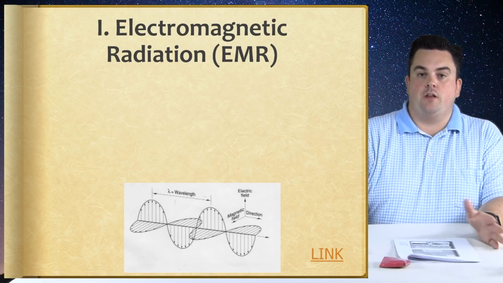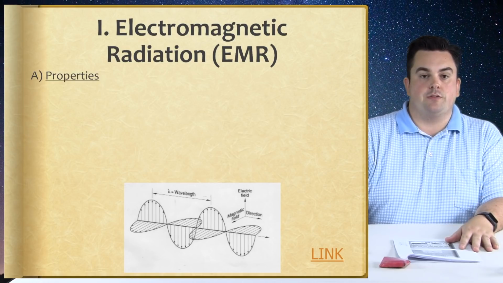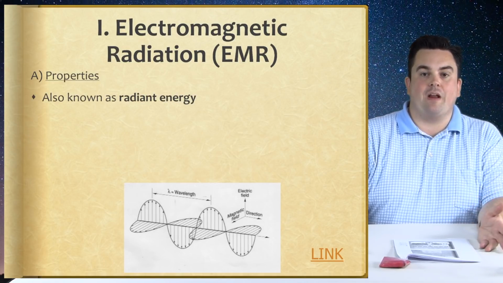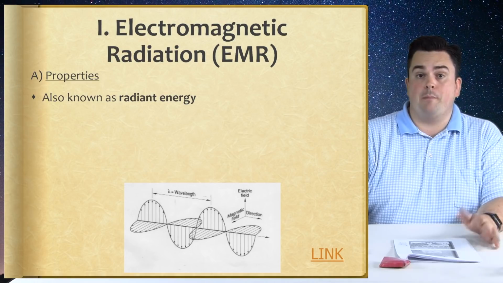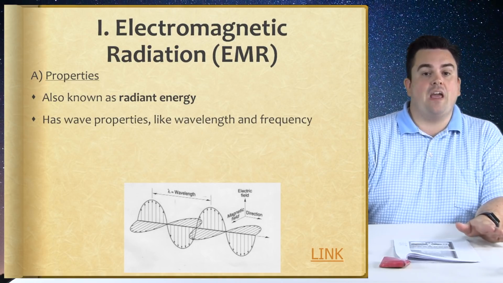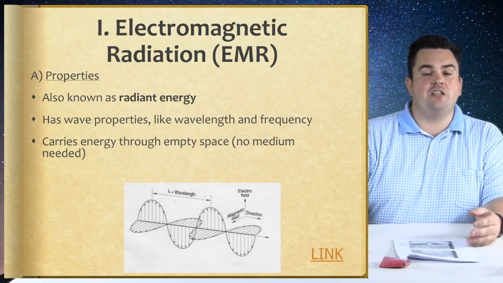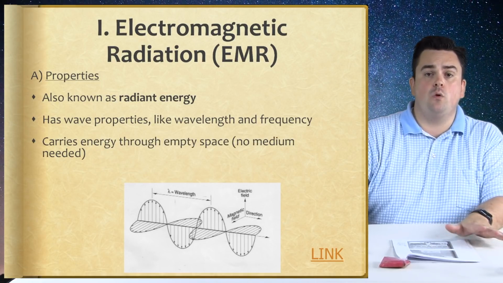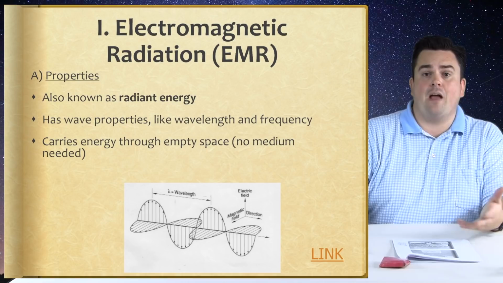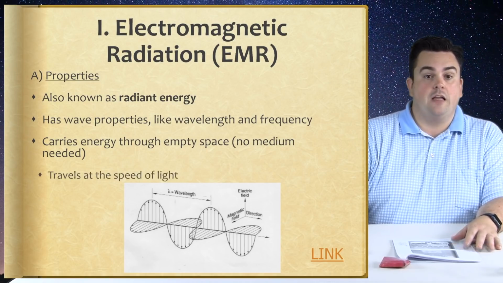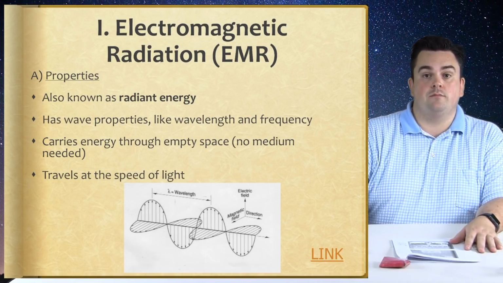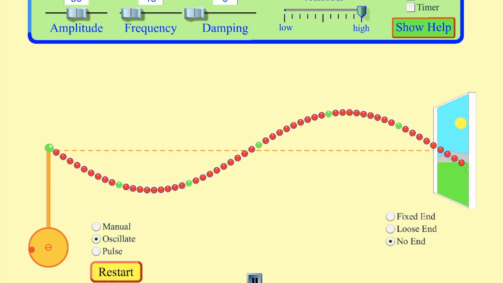Electromagnetic radiation, EMR. Properties. It's also known as radiant energy, remember from matter and energy. Has wave properties, like wavelength and frequency. Carries energy through empty space, no medium is needed. This is like how energy gets here from the sun. It also travels at the speed of light. Here's an example of what a wave looks like.